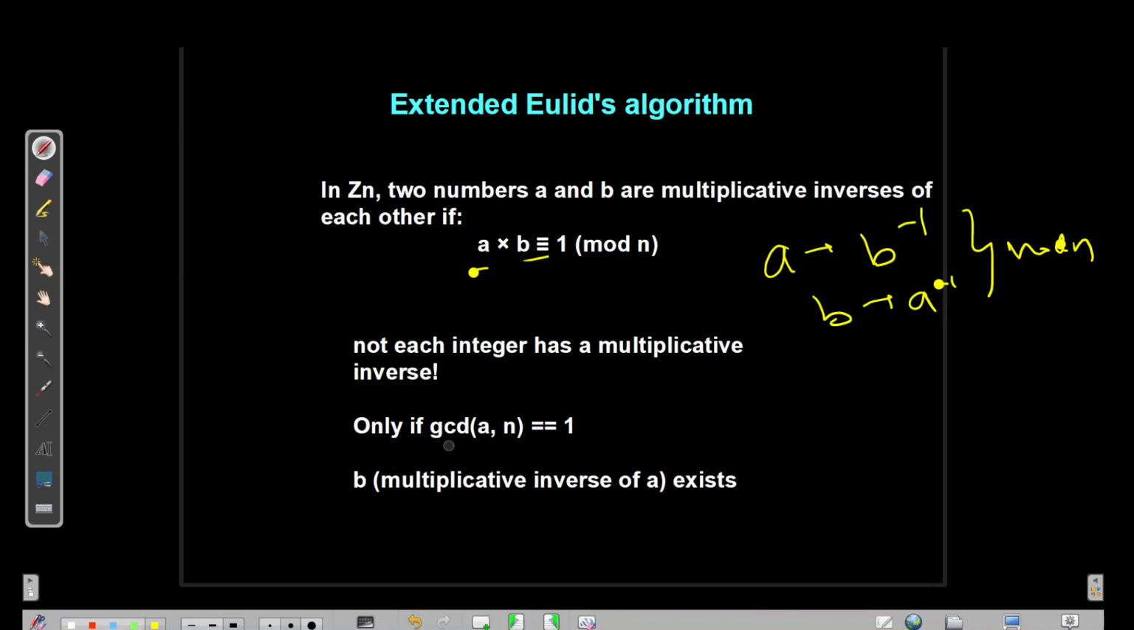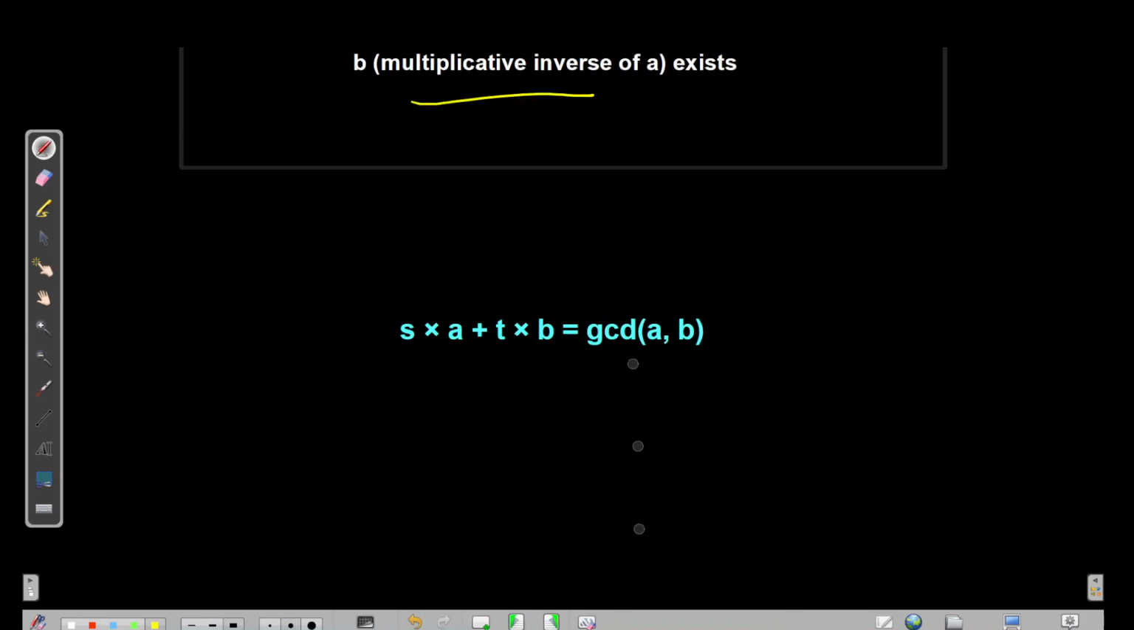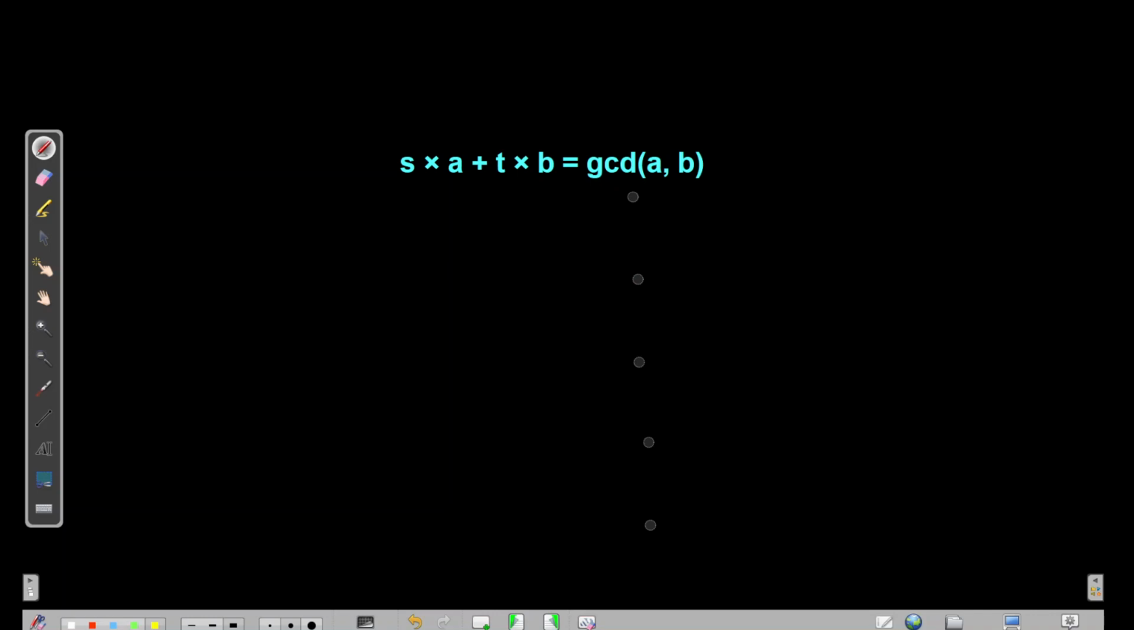Only if GCD of A, n is equal to 1 does the multiplicative inverse exist. That means if both A and n are co-prime, then the inverse exists. So extended Euclid's algorithm can be given in the statement S times A plus T times B equals GCD of A, B.